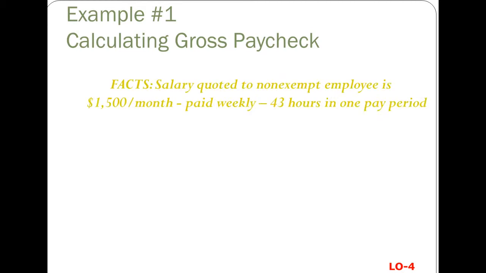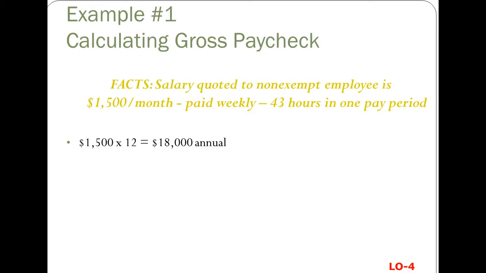So here's example number 1. We have a salary quoted to a non-exempt employee, meaning we have to pay them overtime. It's $1,500 a month, paid weekly, and they worked 43 hours in one pay period. So they've obviously got some overtime, 3 hours of overtime. How are we going to calculate the overtime?